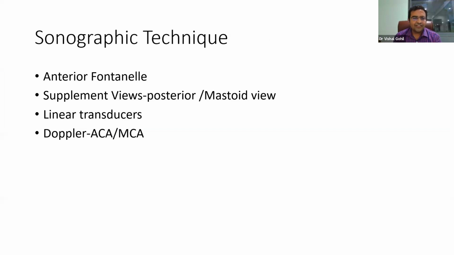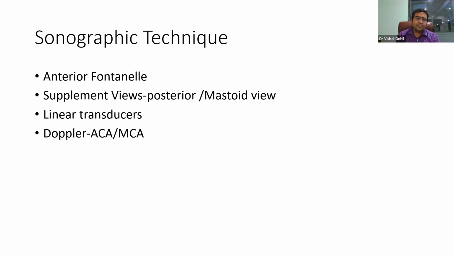Dr. Kunal yesterday very well covered the sonography and anatomical views. Most of the time we are using the anterior fontanelle view to get all the coronal as well as sagittal views. But sometimes we have to use a supplement view like the posterior mastoid view to rule out, for example, cerebellar hemorrhage. For grade 2 IVH, sometimes the echogenicity is shifted into the occipital region, so to rule out whether it is artifact or part of the IVH, we have to do the posterior view.